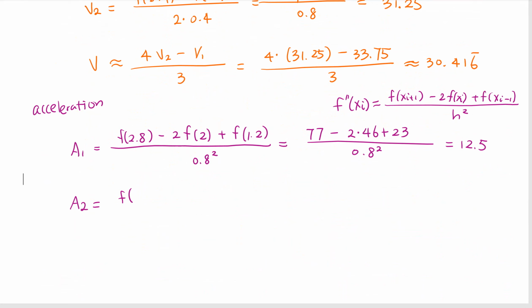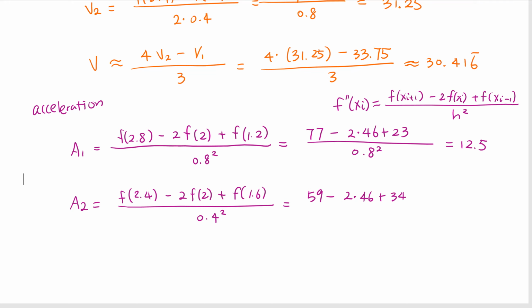So this is f of 2.4 minus 2f of 2, and then here we have f of 1.6, all over the step size 0.4 squared. Okay, f of 2.4 is 59, and then f of 2 is 46, and then f of 1.6 is 34.